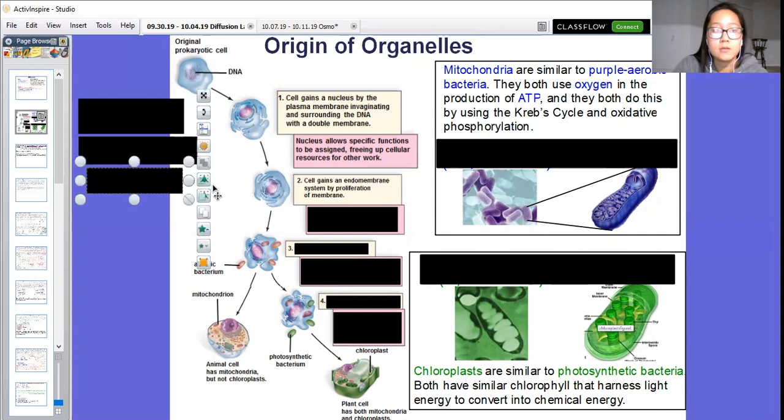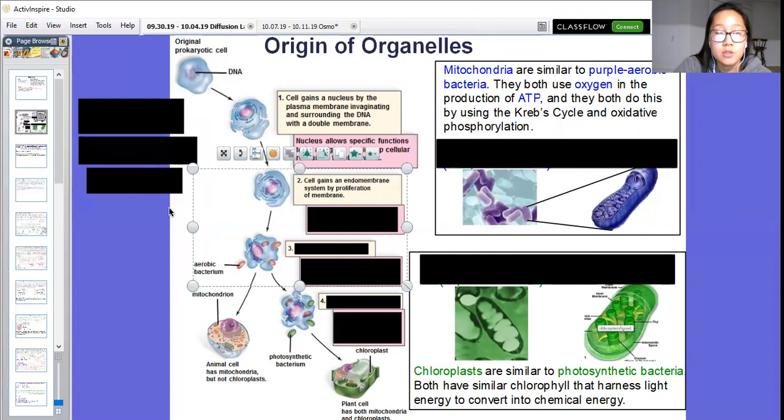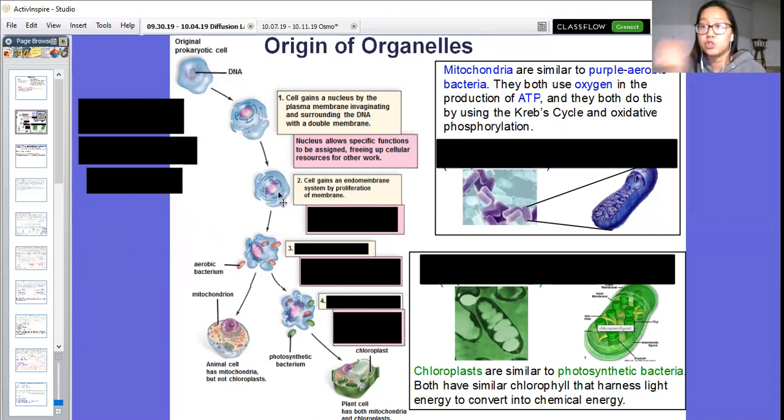And then cells gain an endomembrane system by proliferation of membrane. So the membrane is moving around and cells gain organelles like the endoplasmic reticulum that makes packaging proteins and products of the cell to leave or to move somewhere else in the cell. And then there's also Golgi bodies that help do the packaging, and they make sure that your membranes are being protected as things are moving in and out.